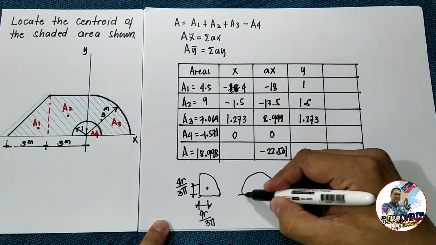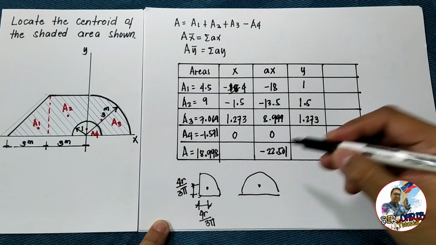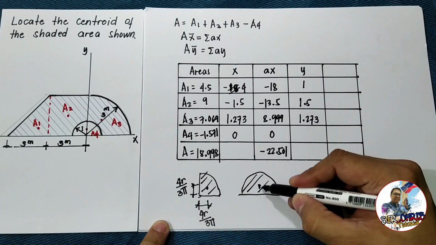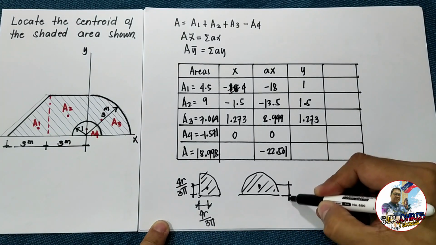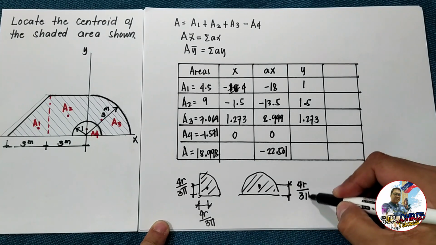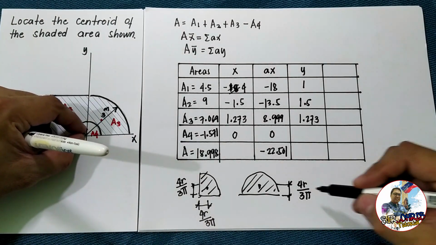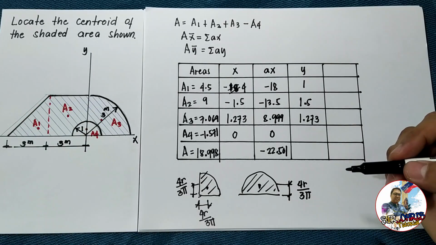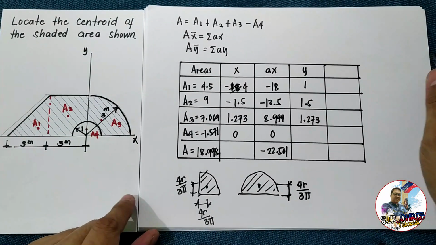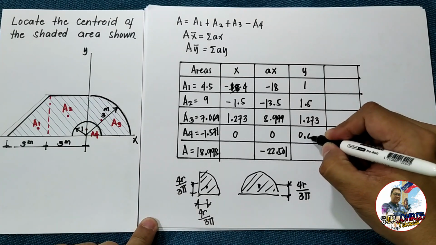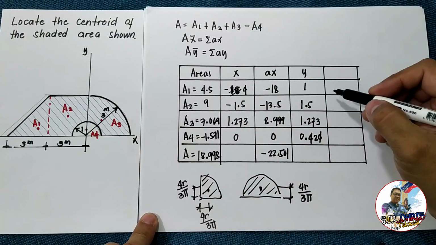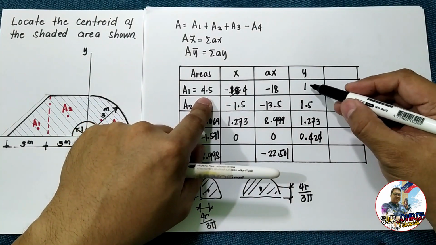And the distance of the centroid of this half circle with respect to the x-axis: if we have this half circle, here we have the centroid of the half circle. That distance here is equal to 4r over 3 pi. This is actually the distance that we need. If we evaluate this one, this is equal to 0.424.